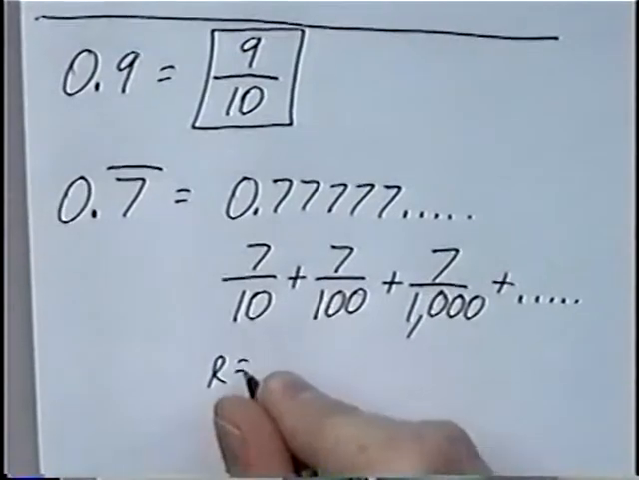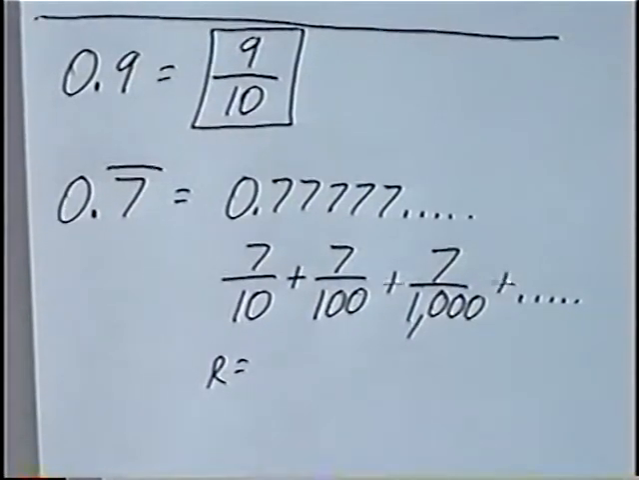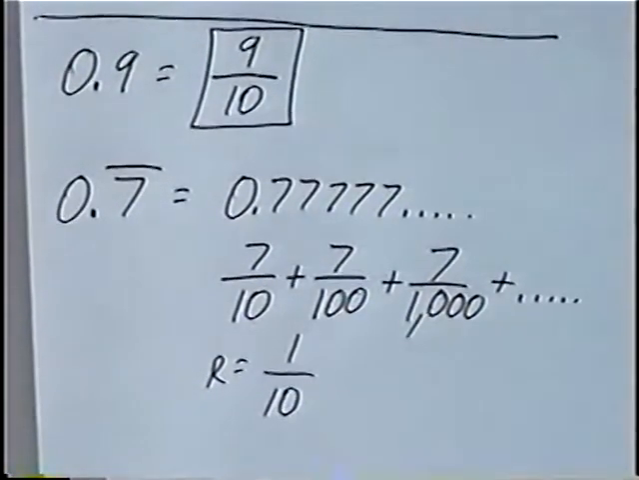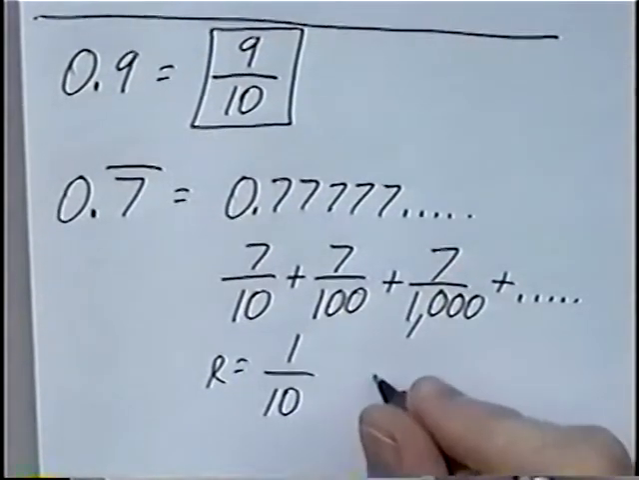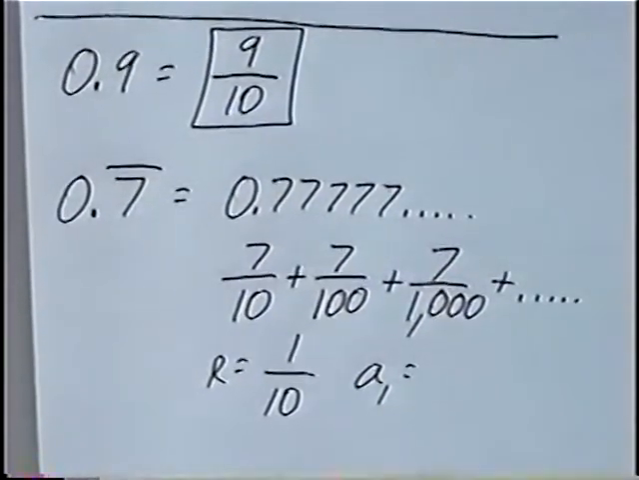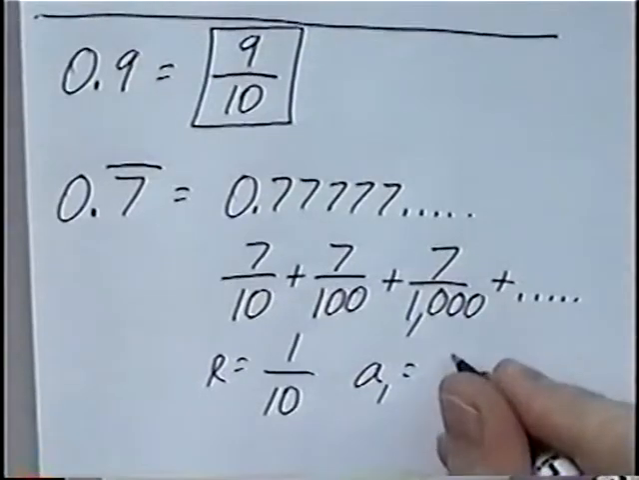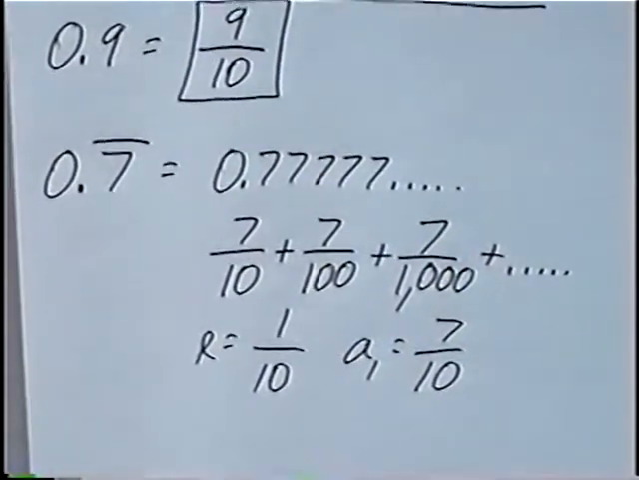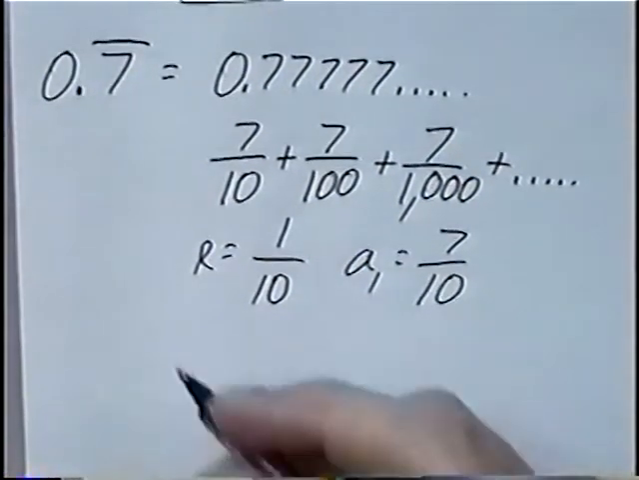So the rate for this geometric sequence would be 1 over 10, since the 7 stays the same, multiplying by 1 each time, and the denominator we're multiplying by 10 each time. A1, again, the first value, the first fraction, will be 7 over 10. Once we have the rate and the first term, we can use the formula from the previous section.